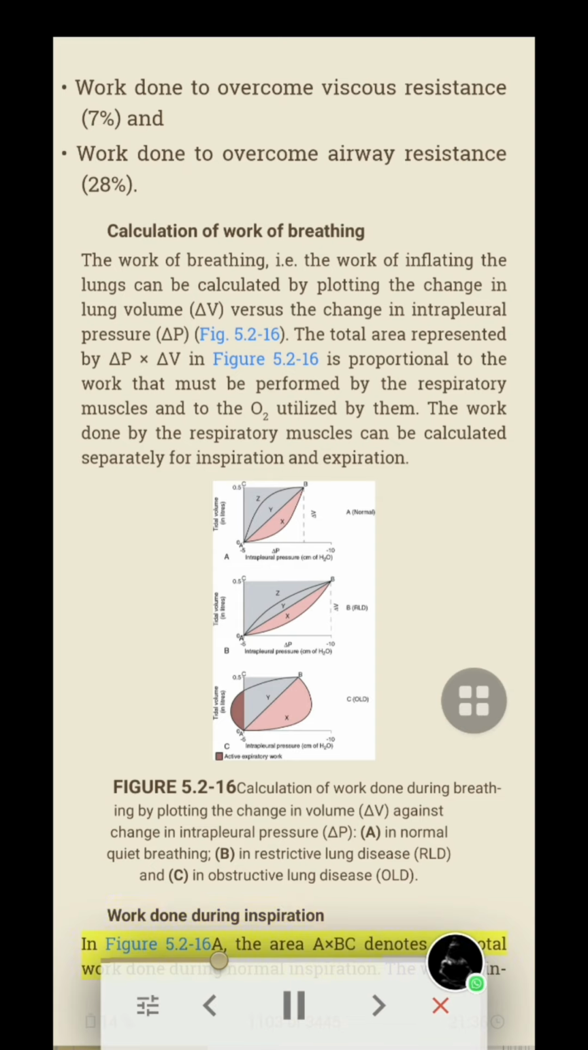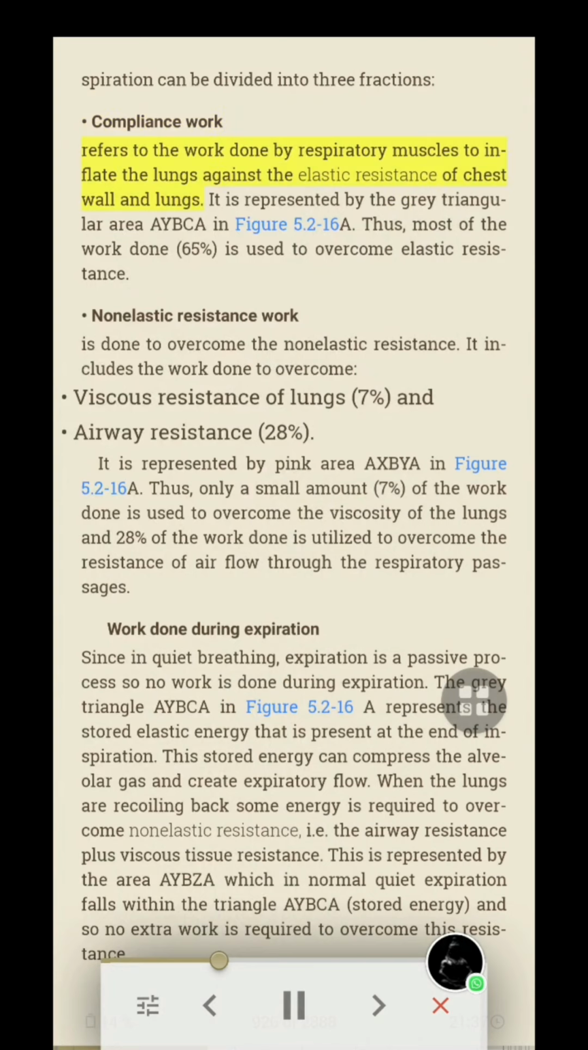Work done during inspiration. In figure 5.2-16a, the area ABC denotes the total work done during normal inspiration. The work of inspiration can be divided into 3 fractions. Compliance work refers to the work done by respiratory muscles to inflate the lungs against the elastic resistance of chest wall and lungs. It is represented by the gray triangular area AYBCA in figure 5.2-16a. Thus, most of the work done, 65%, is used to overcome elastic resistance.